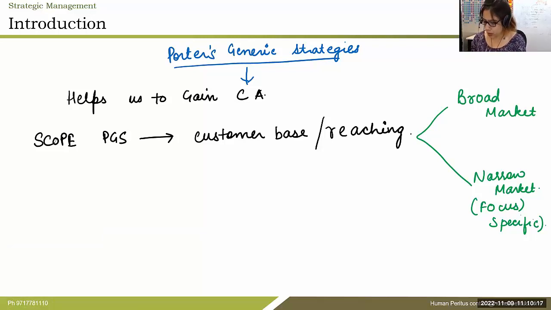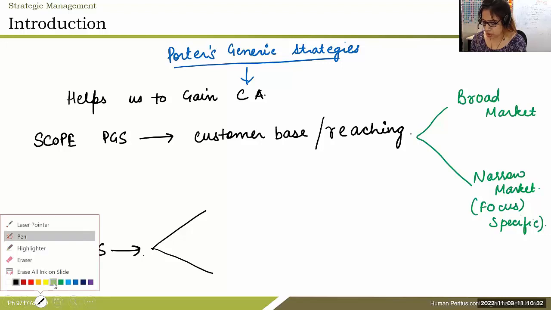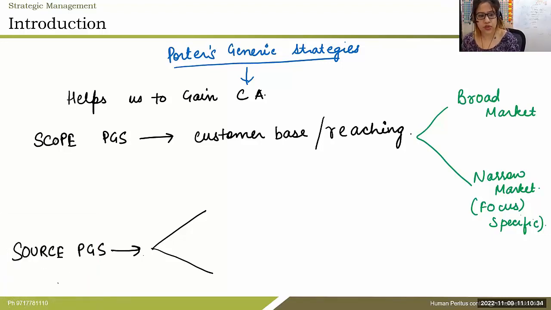Now we will talk about the source of Porter's generic strategies. Source. The source talks about two types of strategies that we are going to use. One is cost leadership, and the second one is differentiation.